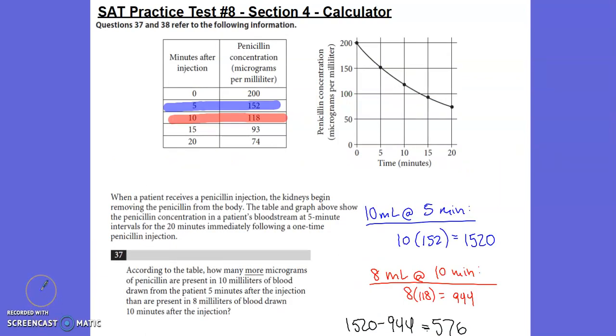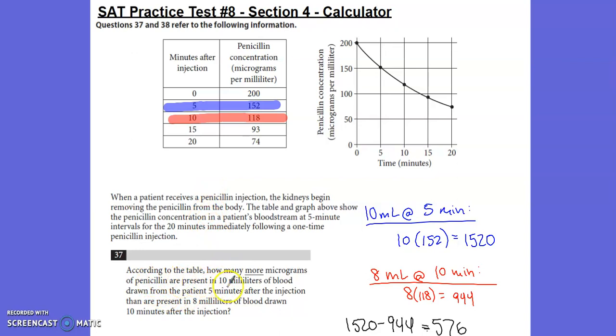Last two questions here are based on the information that we have access to here. There's a lot that they throw at us. We've got this information in the table, the minutes after an injection of penicillin and the concentration of penicillin measured in micrograms per milliliter in your bloodstream. They tell us that after penicillin injection, the kidneys start to remove the penicillin from the body, and this is shown by the fact that the concentration of penicillin is going down in the 5, 10, 15, 20-minute periods after the injection's been given.